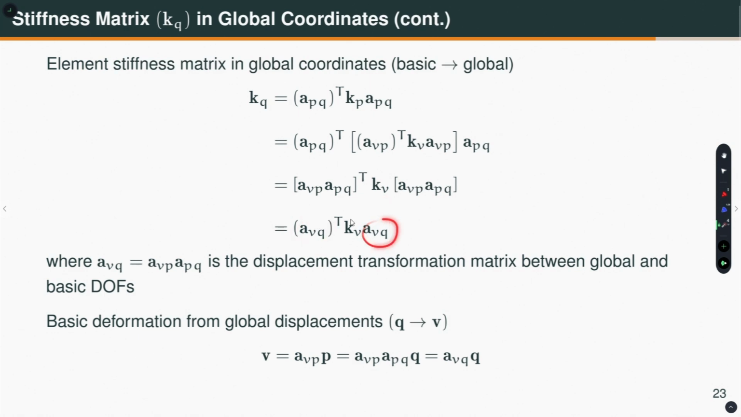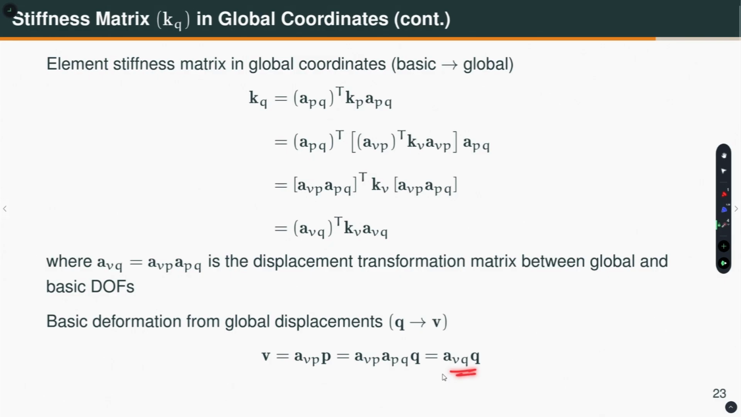What is AVQ then? AVQ is the displacement transformation matrix between global and basic degrees of freedom. How? Let us prove it. So, if we go from global to basic, then what we can write: V is equal to AVP into P. This we have already derived. V is the basic and P is the local, right. Now, this local I can write as APQ into Q. Okay. So, now these two, as per my definition, are AVQ.